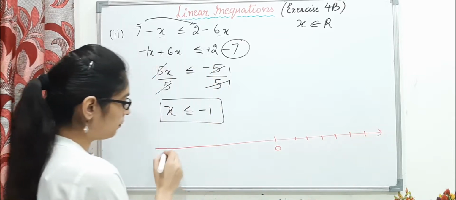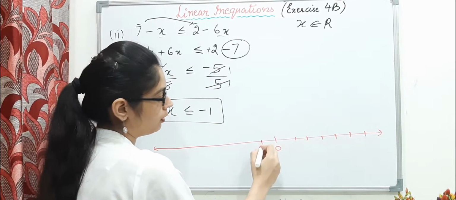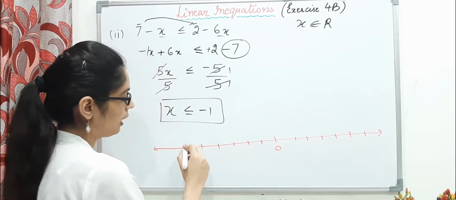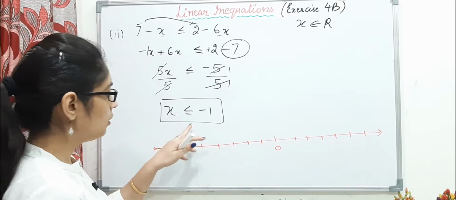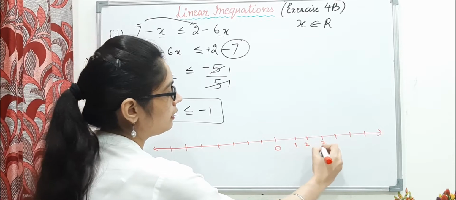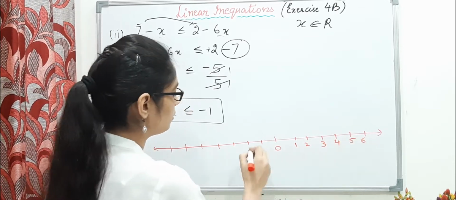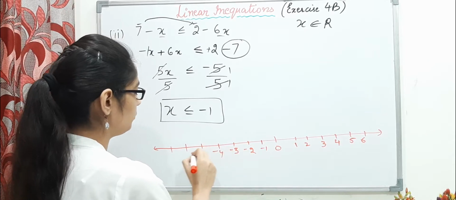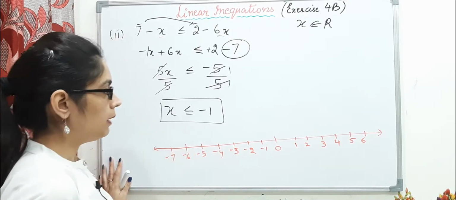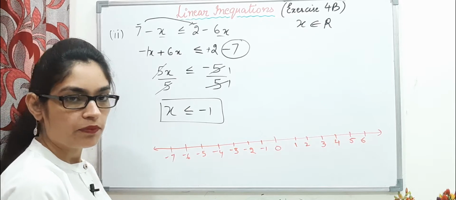While drawing number lines, make sure you are plotting the points at equal distance. I am doing it by hand, so the distance is not very accurate. So 1, 2, 3, 4, 5, 6, minus 1, minus 2, minus 3, minus 4, minus 5, minus 6, minus 7. So x is... first step, we will see the point.